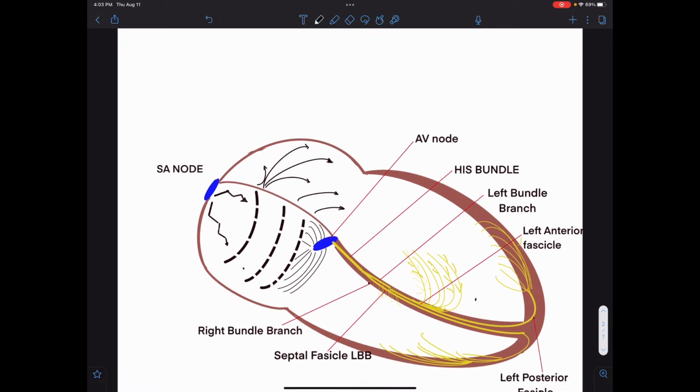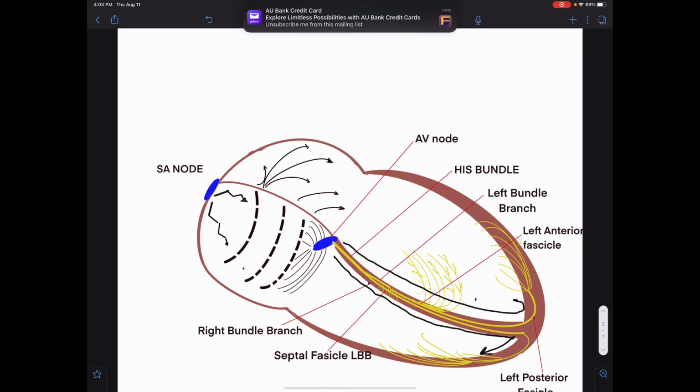Once the impulse crosses the AV node, then the path is very fast. So the His bundle and its branches are very fast in transmitting. They have electrical wires which transmit it very fast, and this contributes to just 20% of the PR interval.